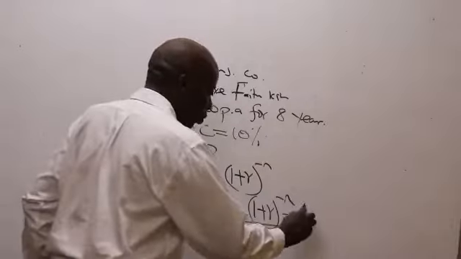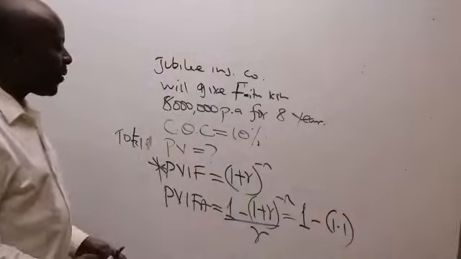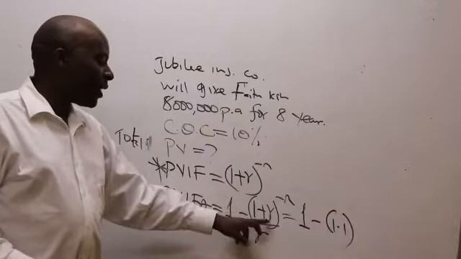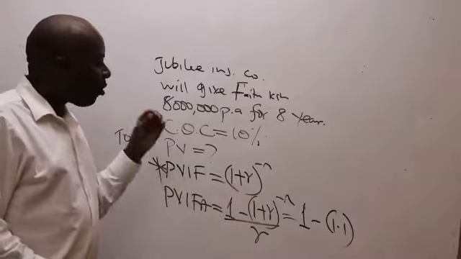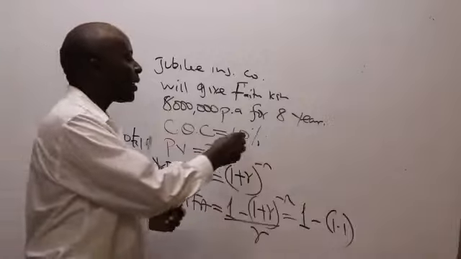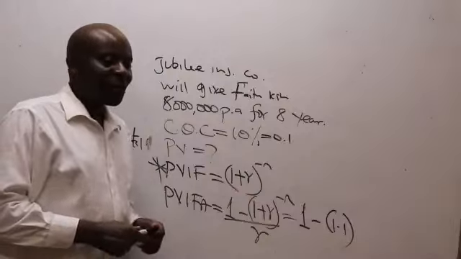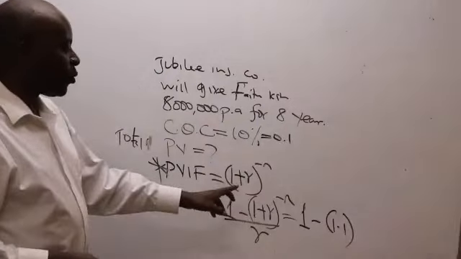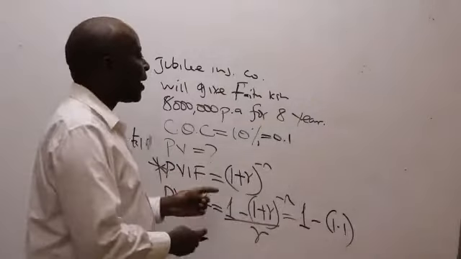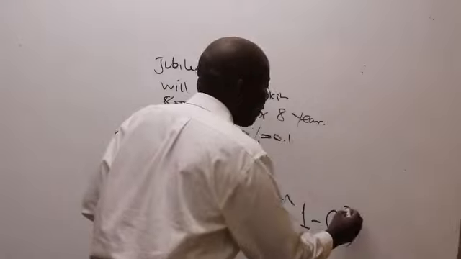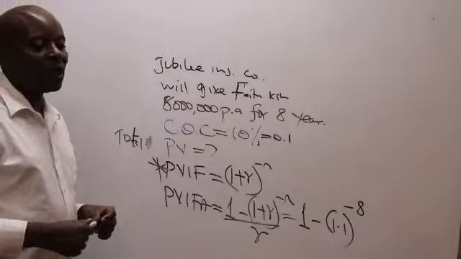So this will be 1 minus 1.1. Why 1.1? Because of this R. R is the required rate of return. It is the cost of capital. The cost of capital is 10%, and 10% is the same as 0.1. So when we talk of 1 plus 0.1, that becomes 1.1 raised to negative N. This lady is going to receive this money for how many consistent years? 8 years. N is the number of years.